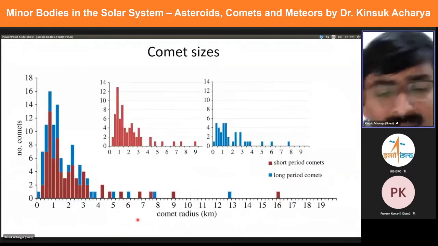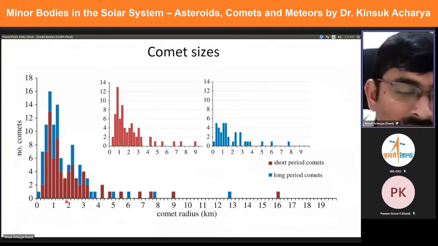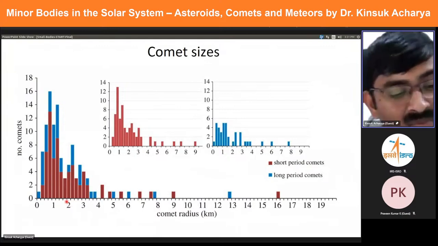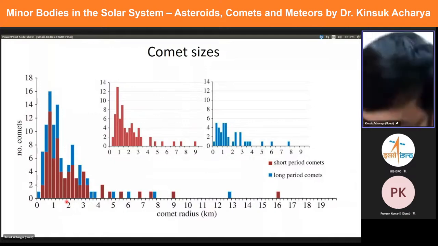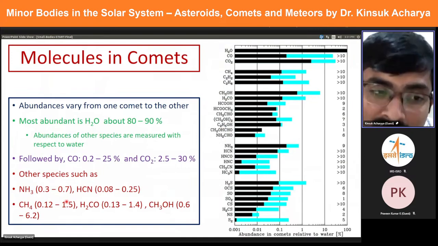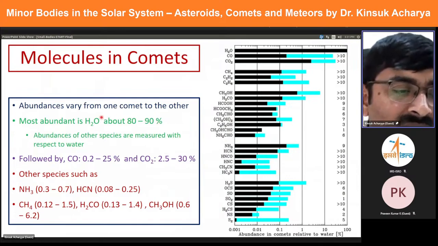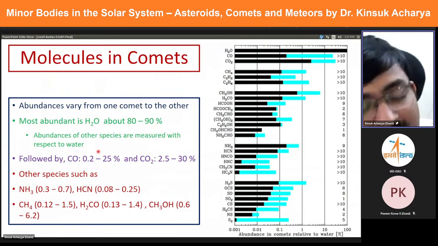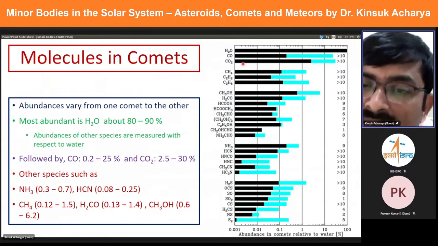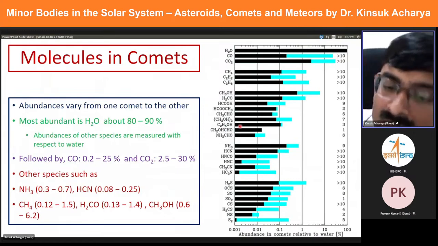Okay, so now let us look at their size. Comets are very small objects, only a few kilometers. It's not like asteroids. You can get asteroids like Vesta, which is more than 500 kilometers, but comets are mostly few kilometer objects, and they are primarily made up of ice, as I have already mentioned. You can see they are mostly 80 to 90% water ice, and then of course you get some CO, some CO2, and other species. And now you can look at the organics. These are the major organics in terms of the amount you get.